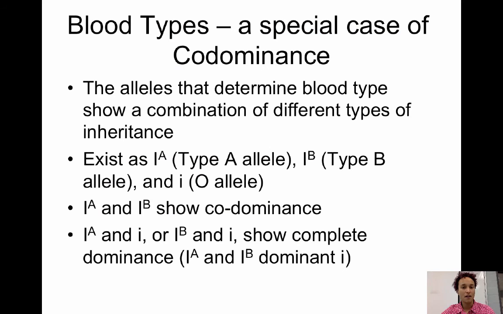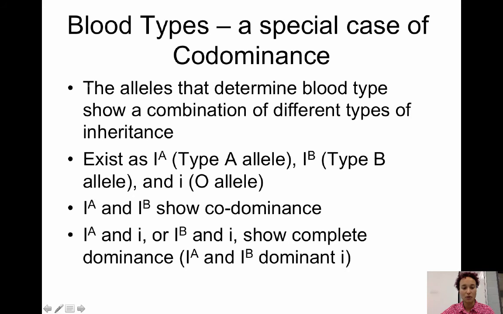Another special type of codominance is something known as blood types. These are the things that determine whether we're going to have blood type A, blood type B, blood type O, type AB, any of those. These show a combination of different types of inheritance. We actually have 3 alleles, so this is a multiple allele type of inheritance. We have this one, capital I with an A, here capital I with a B, and here a lowercase i. This lowercase i, just like all lowercase, represents the recessive allele for blood. This is what's known as the O allele.